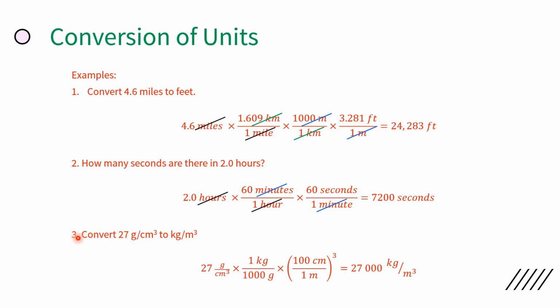In the third example, we are asked to convert 27 grams per centimeter cube to kilogram per meter cube. So this will be the correct conversion factors. So we have 1 kilogram is equivalent to 1,000 grams. And then we have 1 meter is equivalent to 100 centimeters. So writing the ratio in such a way that the unwanted units will cancel out, then we will obtain 27,000 kilograms per meter cube.